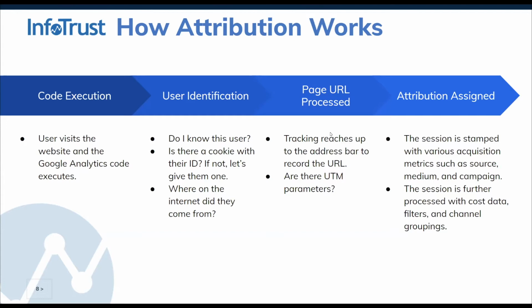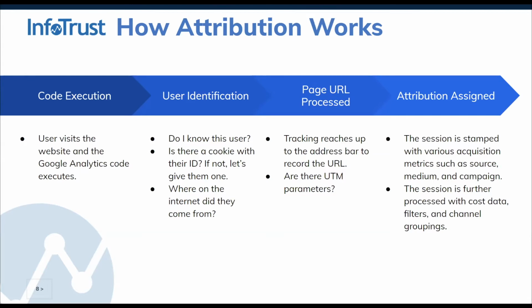Now, the page URL is processed. As part of this, it's going to record a page view. It's going to want to know what page all of this activity is happening on. So the page URL is grabbed, and if there are marketing parameters, it populates the appropriate dimensions. If no UTM parameters are present, GA reaches into the browser to determine the referring source. So it's going to attempt to intelligently find, based on what it knows about the user, where that user has come from. Then after that, attribution is assigned. GA then classifies that user's session based on what it discovers during that process.